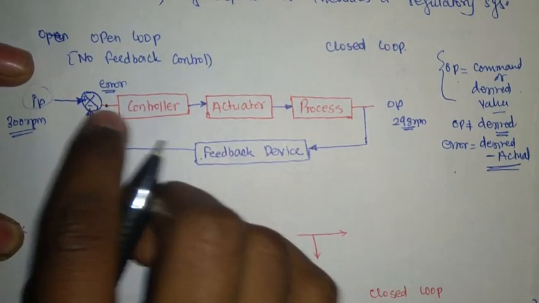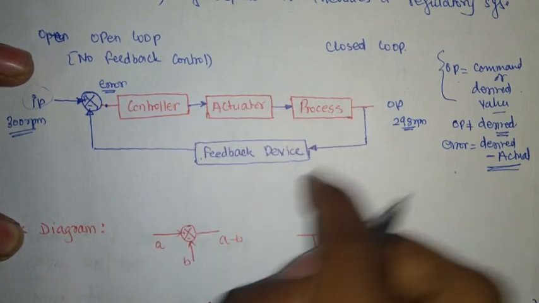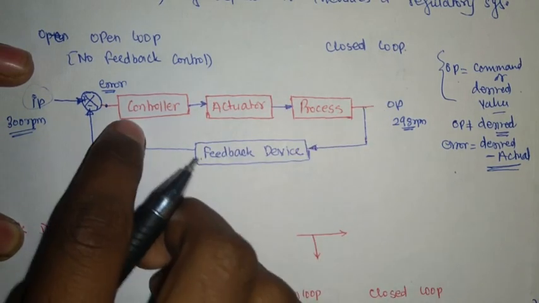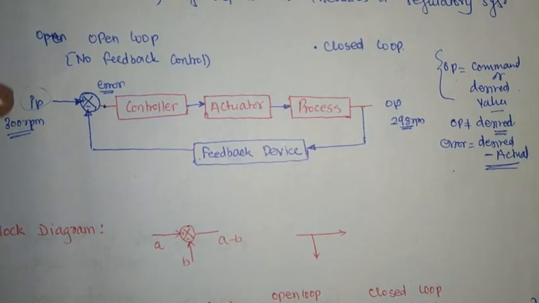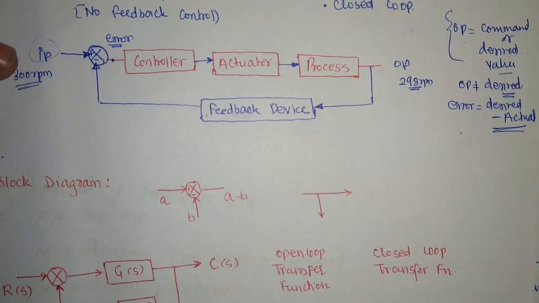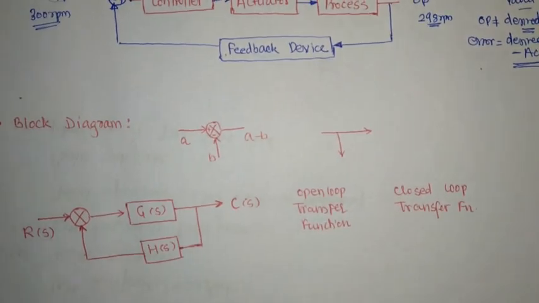Means I want my controller to increase the output RPM from 2. Okay, so it will keep on going like that only. So that is feedback controlling or feedback monitoring. That is why we call it a closed loop system. So these two types of systems are possible in our control theory. We will discuss the block diagram in a while.